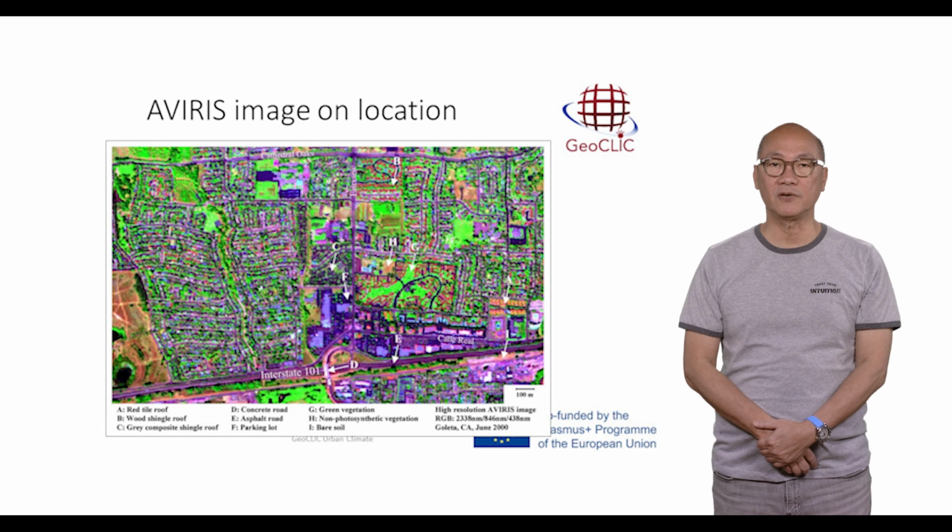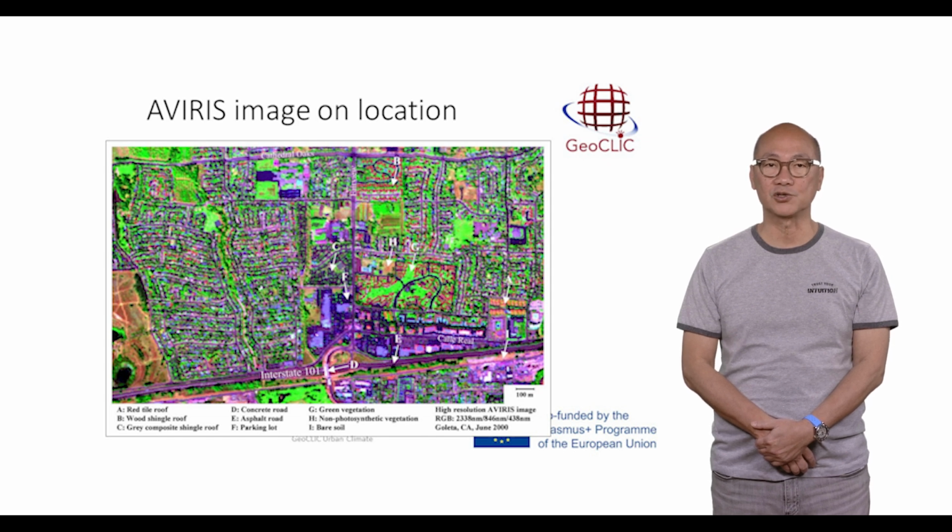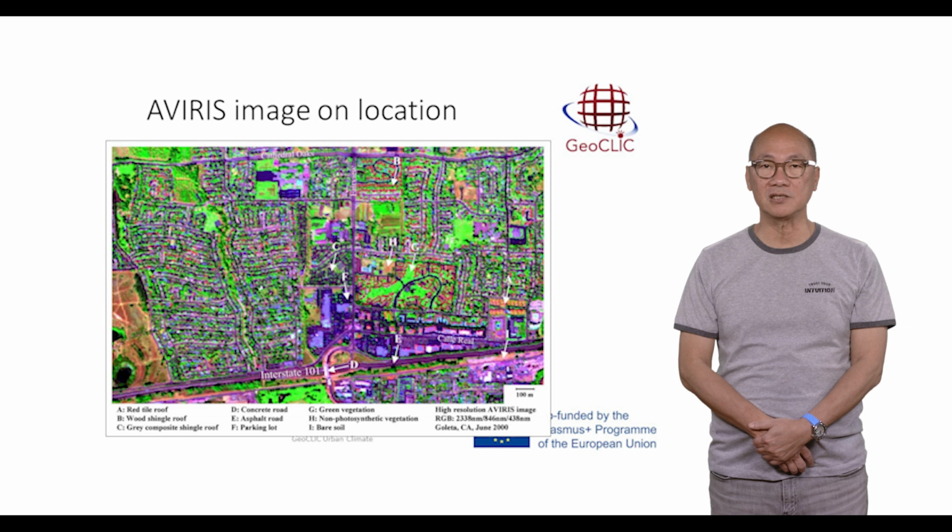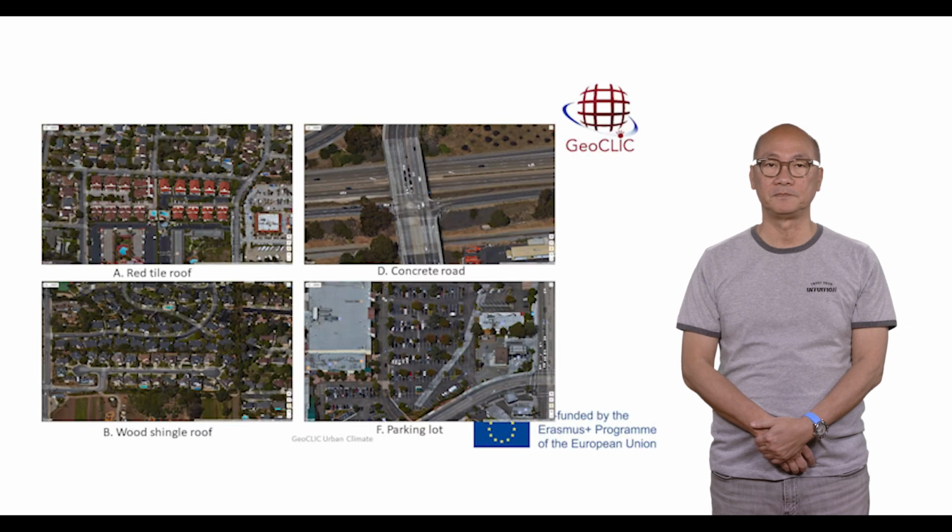This slide shows a false color composite of AVIRIS image. It shows the location of 8 typical surface covers. The arrows represent the location of representative in situ measurement. These are the zoom-in of high-resolution image of 4 target urban surfaces. A. Red tile roof. B. Wood shingle roof. D. Concrete road. F. Parking lot.